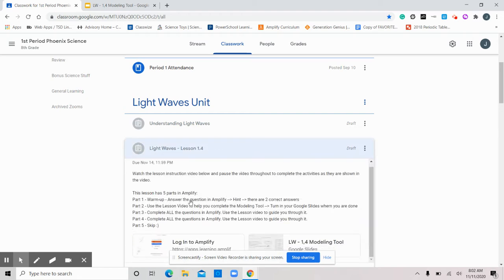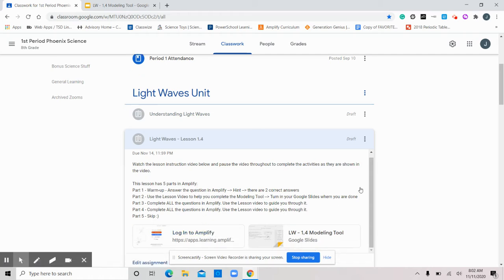So there are 5 parts in Amplify. We are going to skip the last part. So for all of my friends who are close readers and paying attention during the video, awesome. You'll notice there are 2 files here. One's a link, and then one is a Google slide, and that is a modeling tool that we're going to be working on and turning in as part of a graded assignment for today. So let's dive right into Amplify.